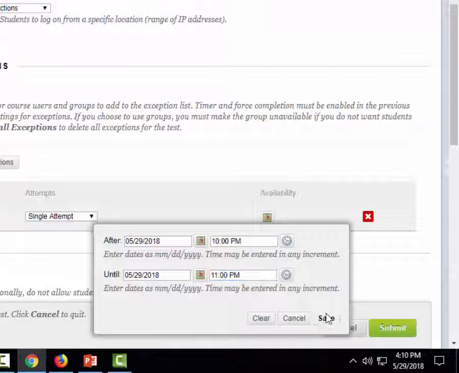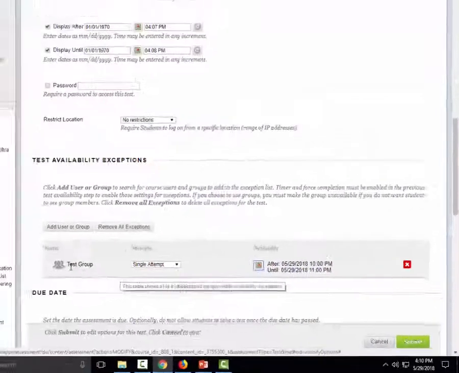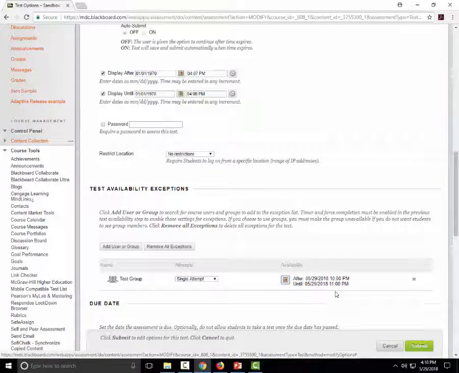This means that this exam will be available only to this test group at these times. And because we're at the date in the past, anyone outside of the test group will not be able to see the exam open ever. Unless of course we invent a time machine, but that's beside the point.